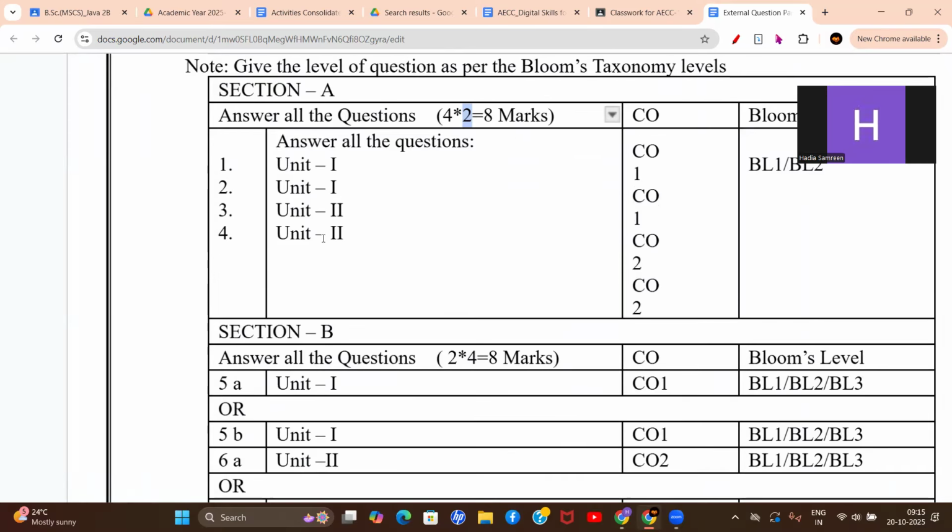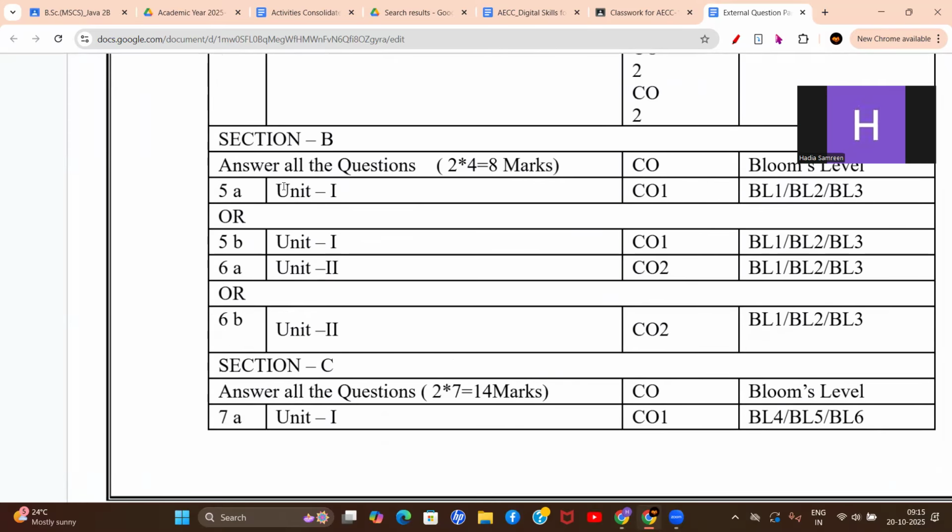Now for section B, again, two from unit 1 and two from unit 2. But from unit 1, you will have internal choice, and from unit 2 also, you will have internal choice, just like your internal exams. Here, each question will carry 4 marks. So 2 into 4 equals 8. Again, section B is of 8 marks.